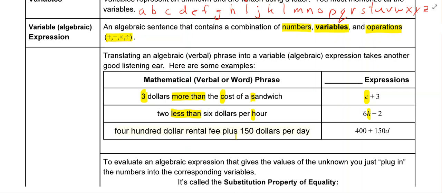$400 rental fee plus $150 per day. So you can see again, it's $400 rental fee plus, get the plus there, $150 per day. So what's my good variable? D is going to stand for day and not dollars, so don't get confused there. So I'll do 400 right here plus $150 per day, D for day. So what are all of these called? These are called algebraic expressions.